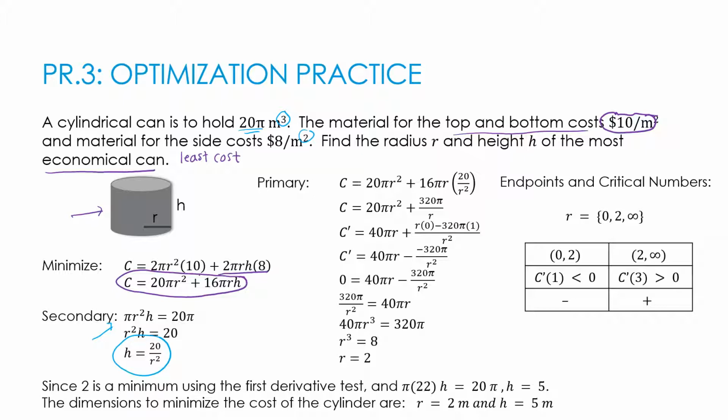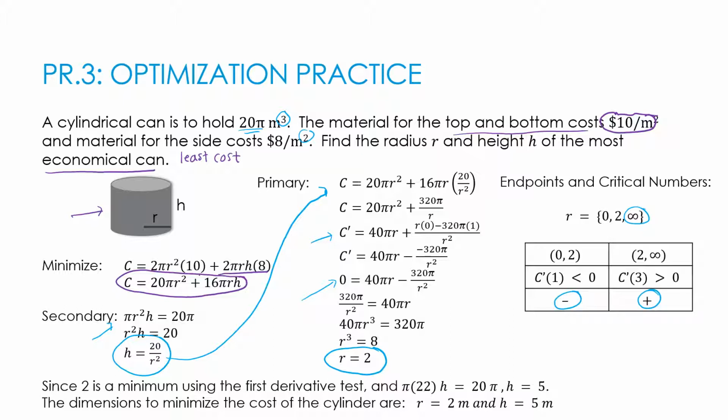So I took the volume of a cylinder and set it equal to 20 pi, isolated H so that I could then plug it back into my primary and simplify to have just one variable, and then find the derivative, and then find the critical values, which turns out to be just 2. Again, what are the endpoints? I didn't really bother trying to find an endpoint here. I just used infinity. I probably could have found something a little bit nicer, but you get the idea.